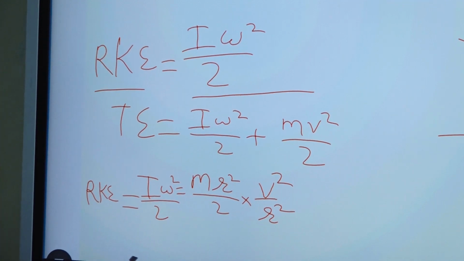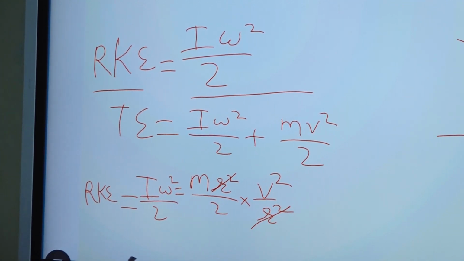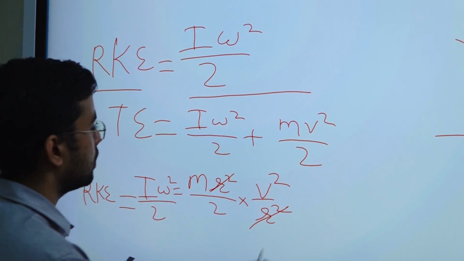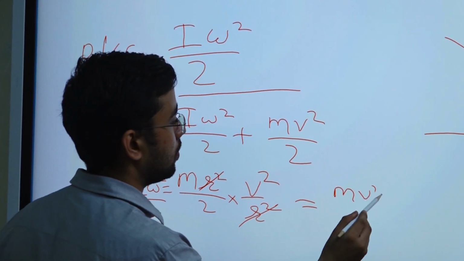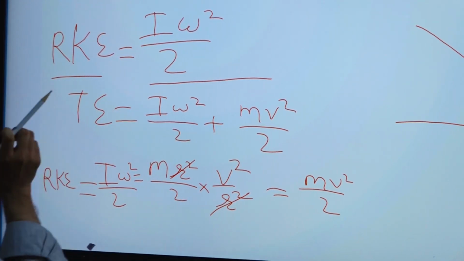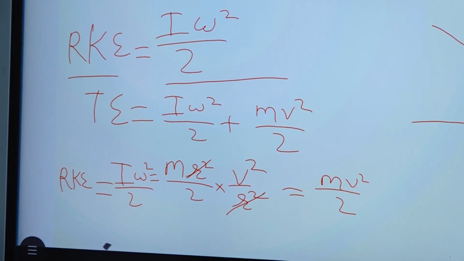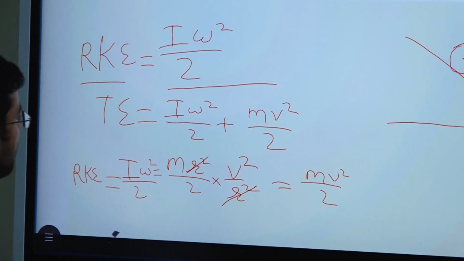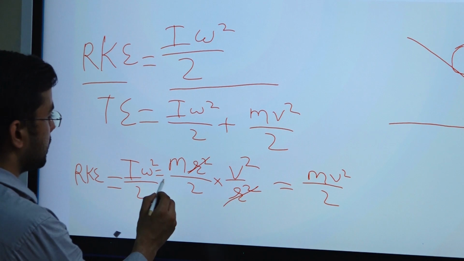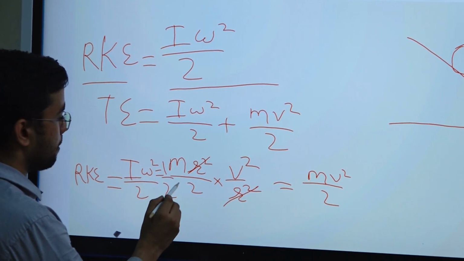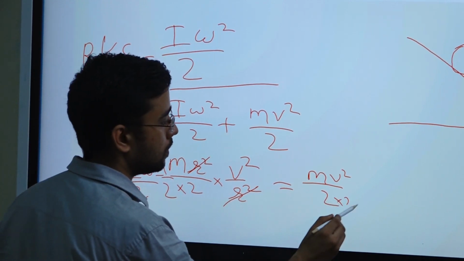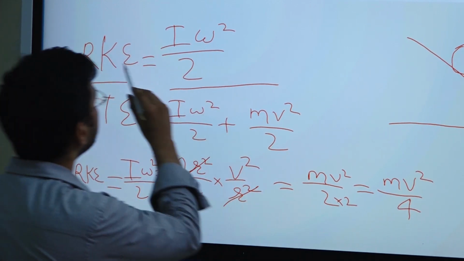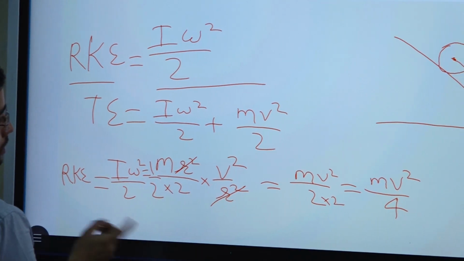So that's how you can do. R square cancels with R square, and this will become mv square by 2. Something is wrong. Okay, so I missed 1 by 2, right? Here already 1 by 2 is there. So into 2 it will become mv square by 4. So RKE will become mv square by 4, right?